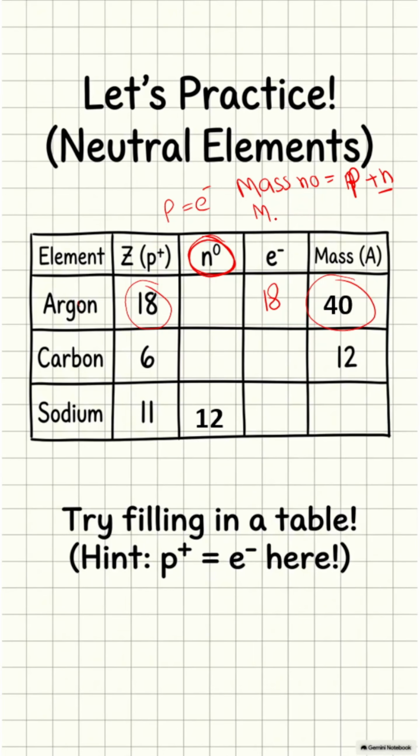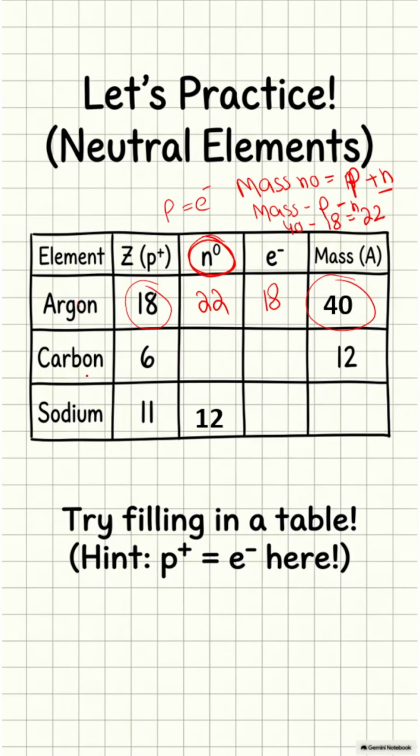You will take the mass number minus the number of protons. Mass number is 40 minus number of protons, which is 18. So when you subtract, you will get the answer of 22. So the number of neutrons which you will find out is 22 in this case.